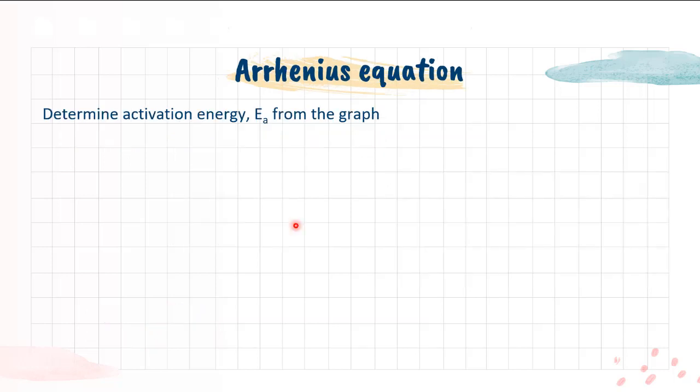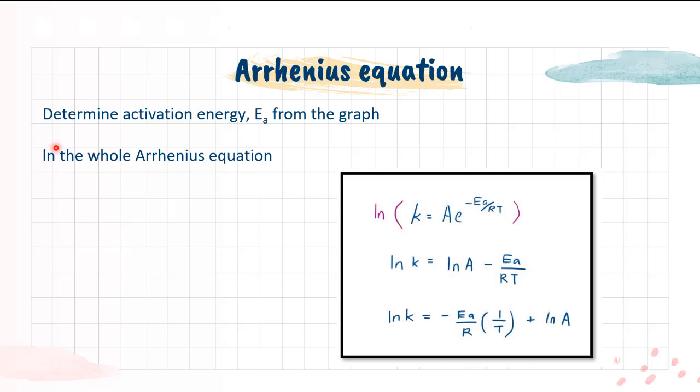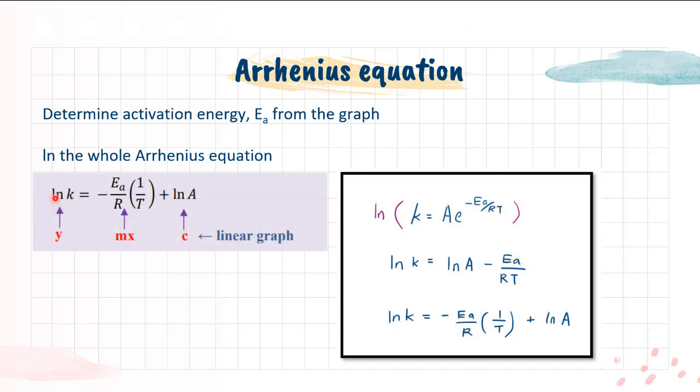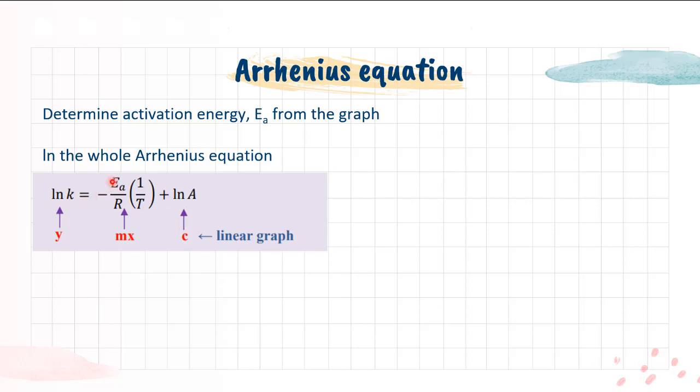Using the Arrhenius formula just now, we can plot a graph, and from that graph, we can determine our activation energy. So we take the natural log of the whole Arrhenius equation, and it becomes ln k equals negative Ea over RT plus ln A.